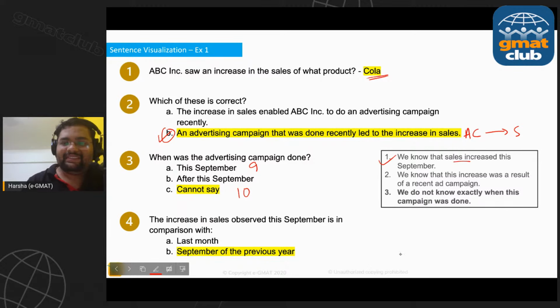We also know that this increase was a result of a recent ad campaign. But nowhere are we given that this recent ad campaign actually happened in September. Recent could be August 31st or August 30th also, right? How do you know for sure it is September? A good number of you actually chose September. It's actually wrong. You cannot infer that. The correct answer is cannot say.